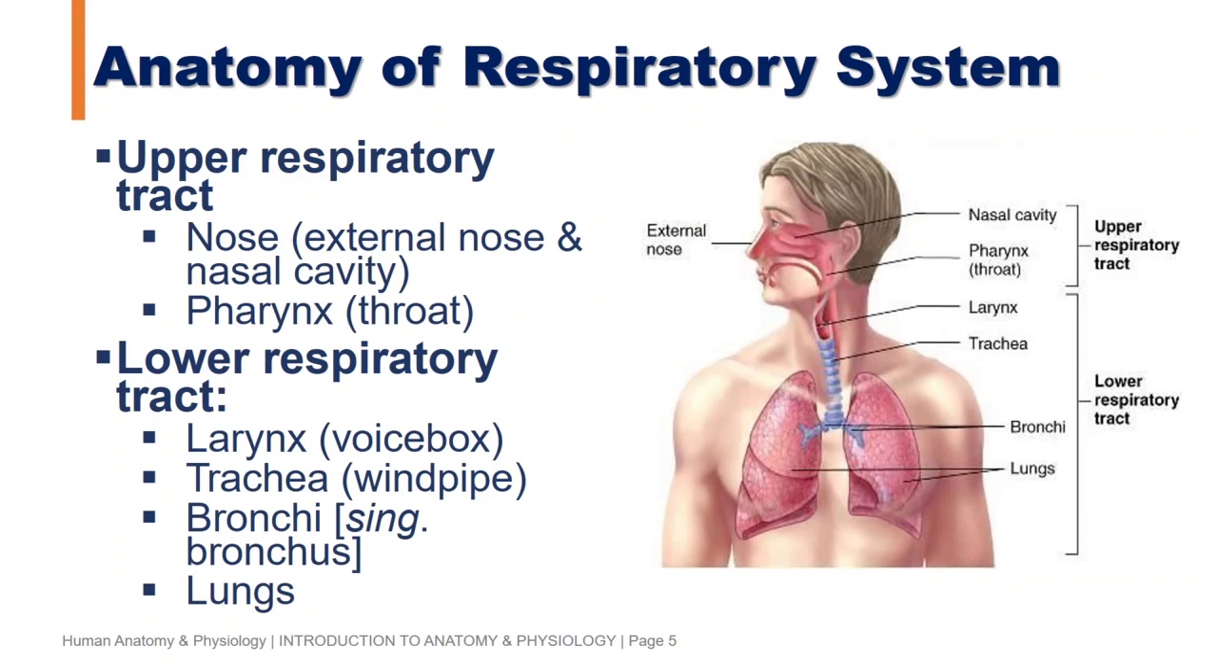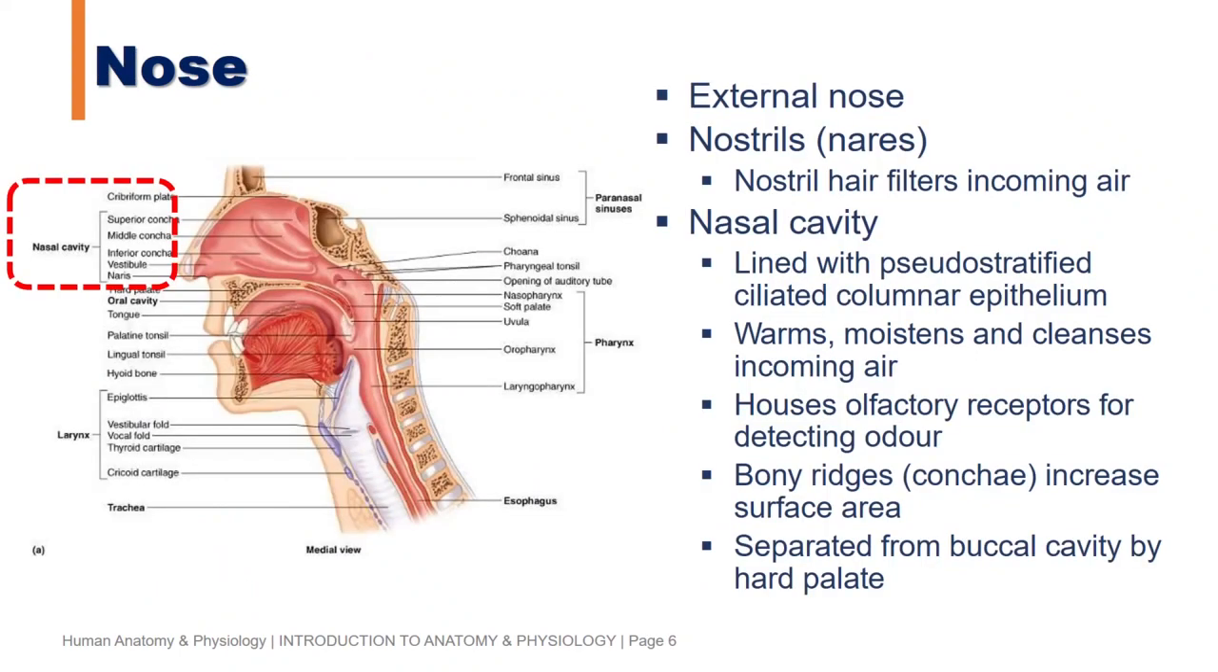Your upper respiratory tract is composed of your nose, or your external nose and nasal cavity, and your pharynx, or your throat. While the lower respiratory tract is composed of your larynx, or your voice box, trachea, or windpipe, bronchi (if it's singular, we call it bronchus), and your lungs. Let us discuss the parts one by one.